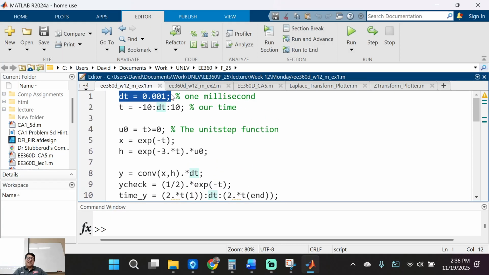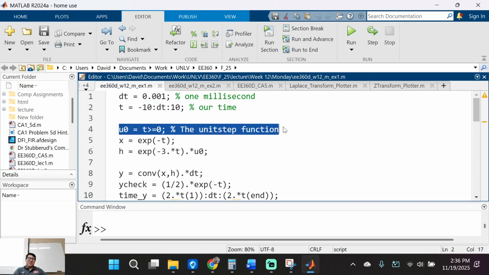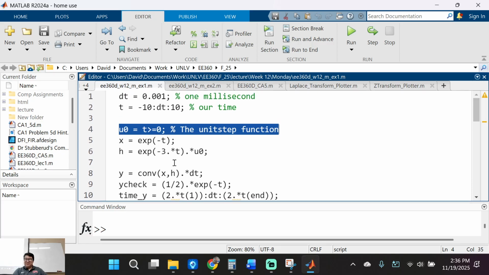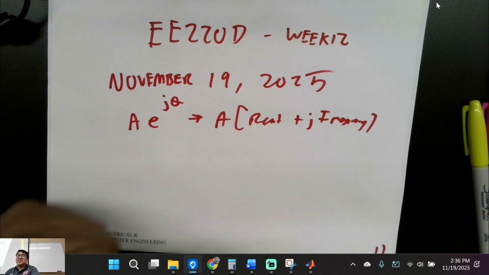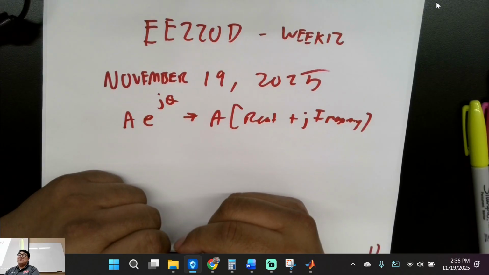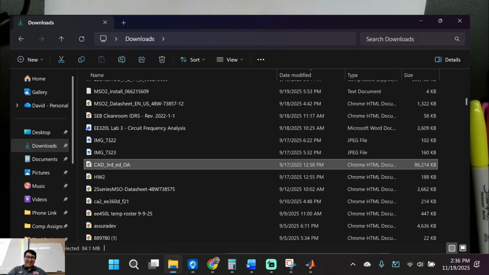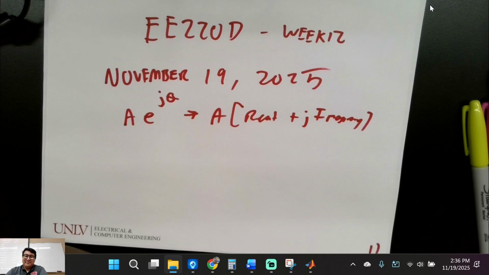Here's our delta time, dt. I'm stepping in 1 millisecond steps. Here's my time, and here's my unit step. I'm creating a unit step function. You guys know what a unit step is, right? No? You'll be studying this a lot. Technically, you should know this.